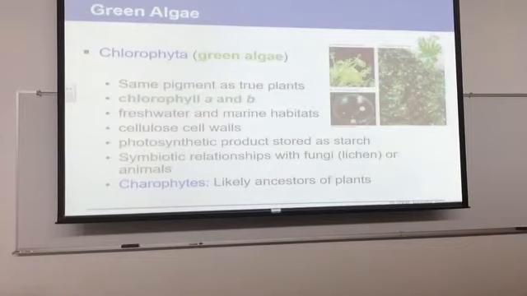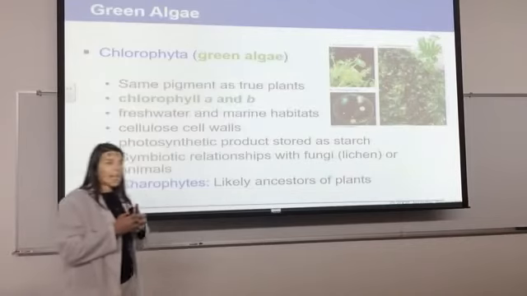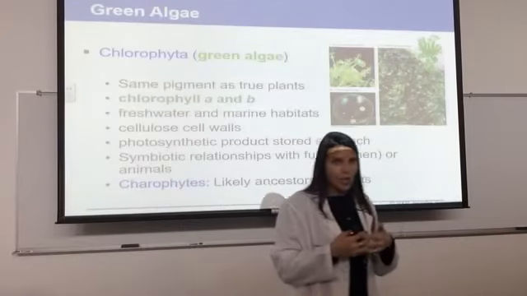Your volvox that you looked at, hopefully last week, is an example of chlorophyta. So here's volvox right here. Also in the lab, on that back table, there's a setup of lichens. Does anybody know what lichen is? It's a type of green algae. It's a symbiont, and a lichen will create a relationship.